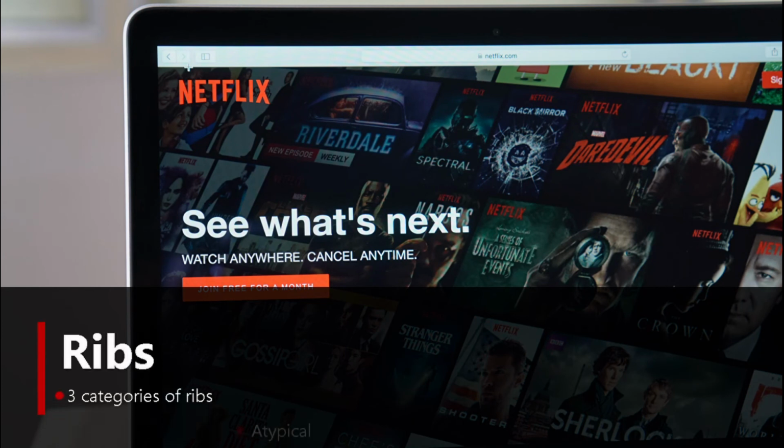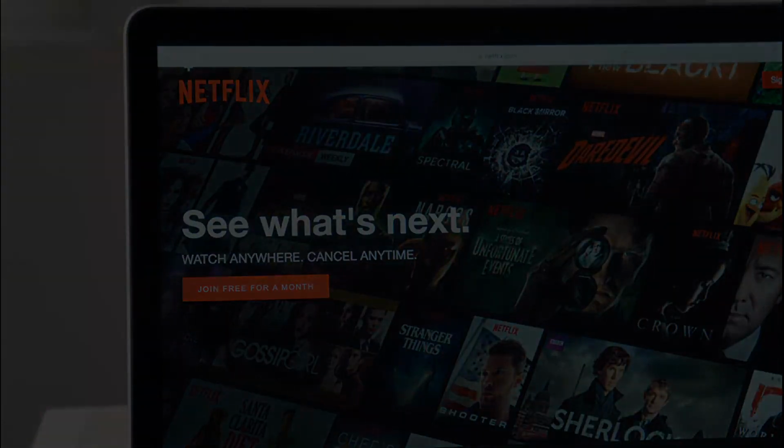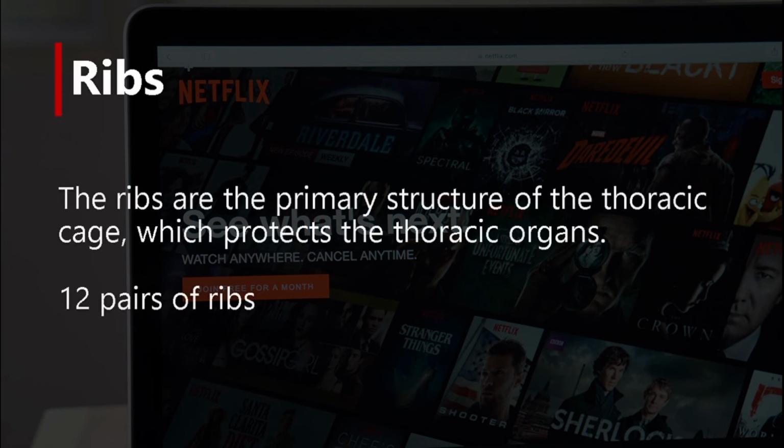So, I'm going to discuss ribs. The ribs are the primary structure of the thoracic cage, which protects the thoracic organs. Our ribs are flat, curved bones that make up the majority of the thoracic cage. They are extremely light but extremely resilient, which helps them protect the internal thoracic organs. We have 12 pairs of ribs in our body.